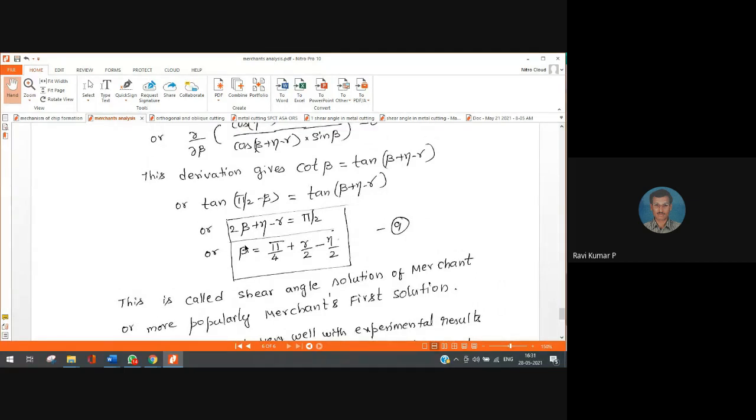So are you able to understand what I am telling? If you understand this correctly, this is the most crucial point where one will understand metal cutting properly.